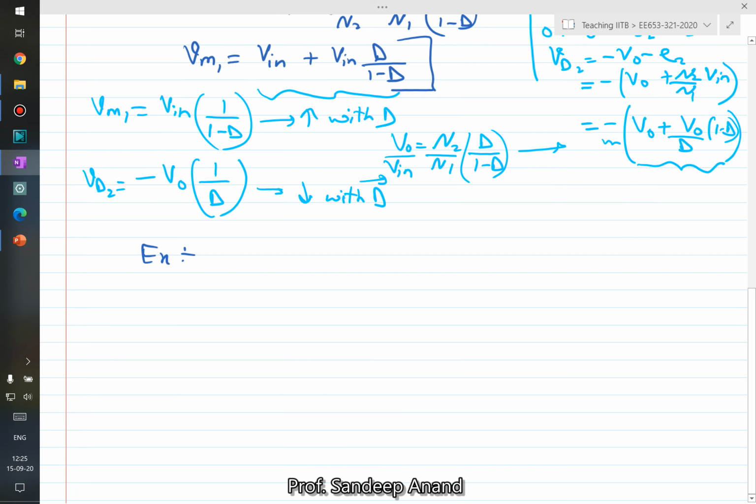Let's say I want to design a flyback which can take an input voltage of 325 volt and can generate an output voltage of 12 volt. Why 325? Because that is the peak value of the 230 volt RMS signal. So in general, if you just put a full bridge rectifier across the standard 230 volt AC, you would get 325. So let's say you want to have a flyback converter which converts from 325 volt DC to 12 volt DC.